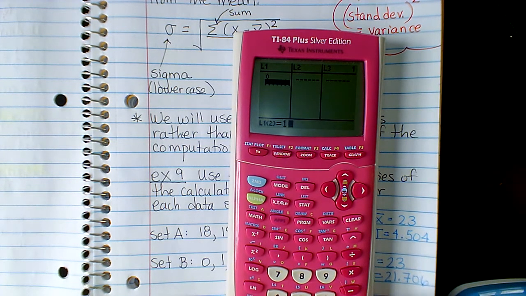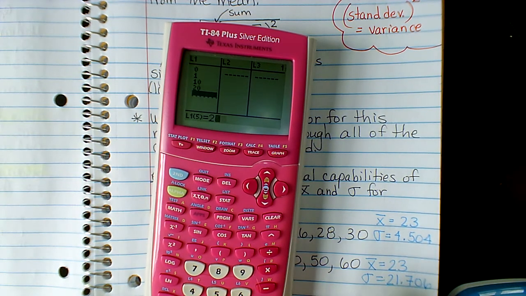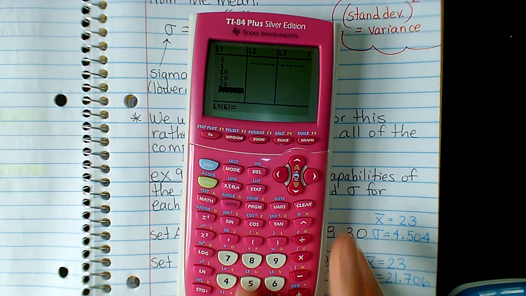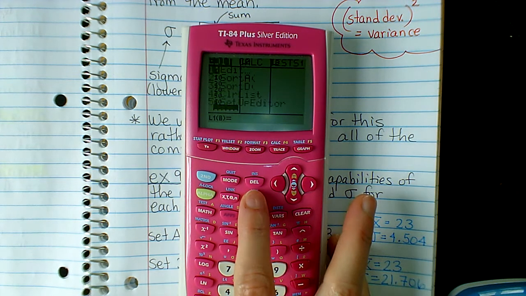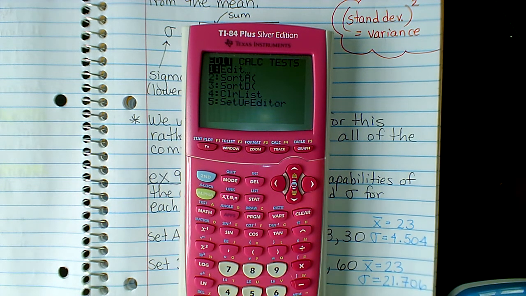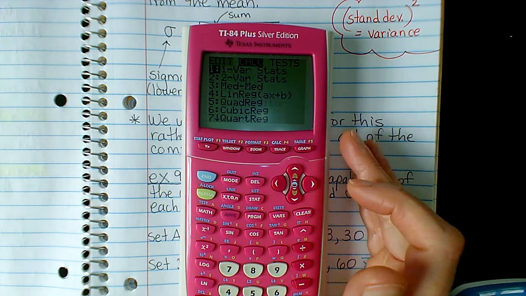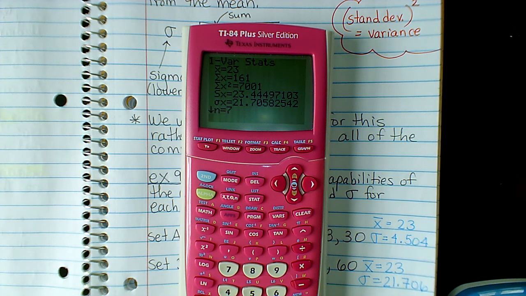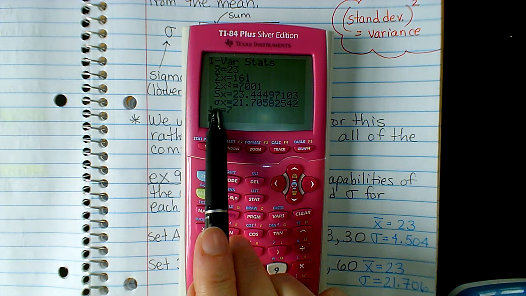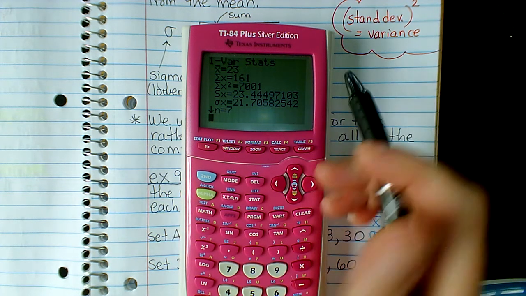So that's 0, 1, 10, 20, 20, 50, and 60. So I got those data points in. Oh, you know what? We didn't have to quit out of that. I thought we did. So we'll go to Stat, Calculate, one variable statistics. We'll have to hit Enter twice. This time we get that the mean is again 23. The standard deviation down here is 21.7, what's that, 058, so 706.